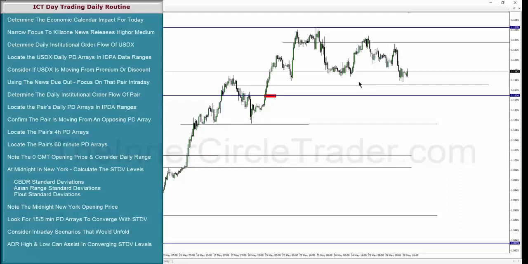When we look at scenarios from an individual day perspective, are we looking for scenarios where the London session is, again, consolidation, then the New York session creates the low of the day, or are we creating the low of the day right from jump at 0 GMT? Or are we going to see the classic buy day where at midnight New York, we open and trade down, creating the low of the day and then rally?